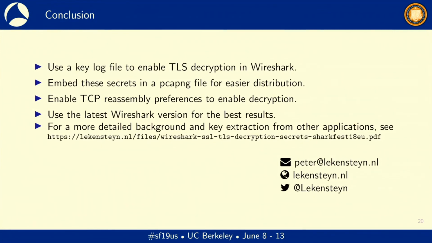So today I showed you how you can use a keylog file to enable decryption in Wireshark, how you can embed the secret in a single packet capture file for easier distribution. There are a couple of preferences you have to take care of in order to avoid edge cases, and always use the latest version of Wireshark. I had a coworker who was still using 2.6 something, and was like, "Hey, this doesn't work." And then, after he upgraded, suddenly things worked again.